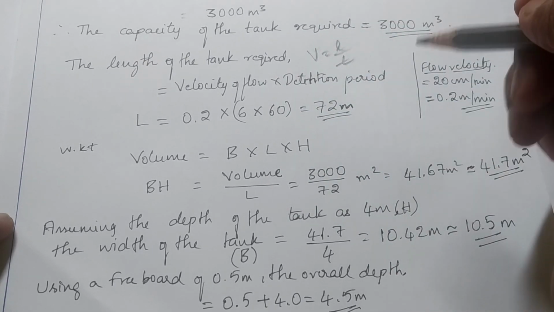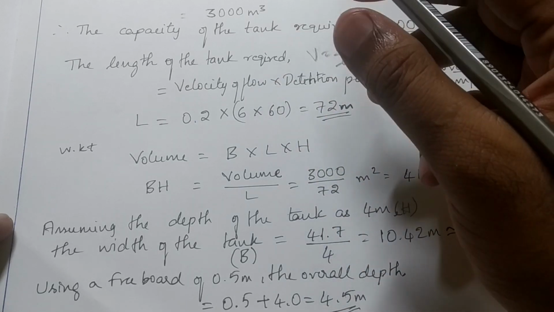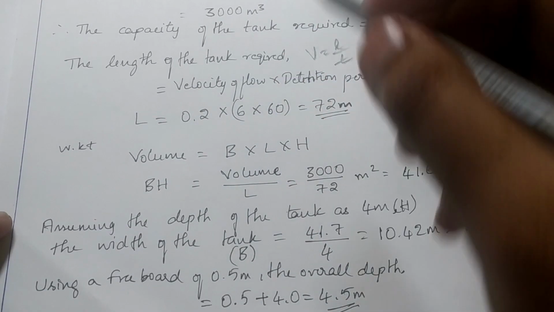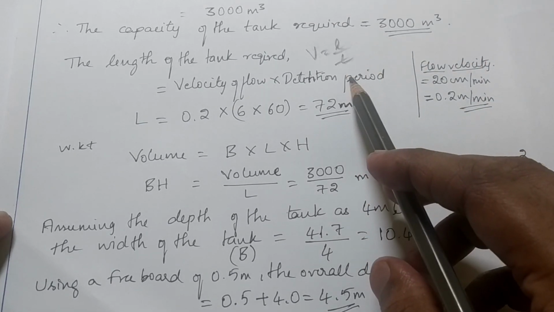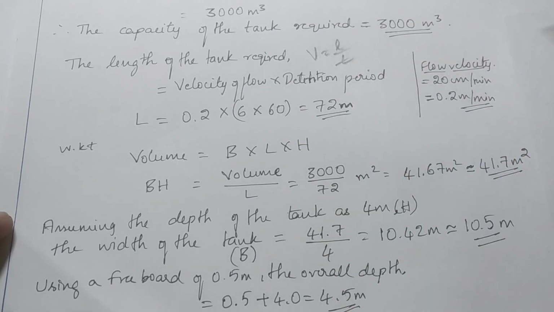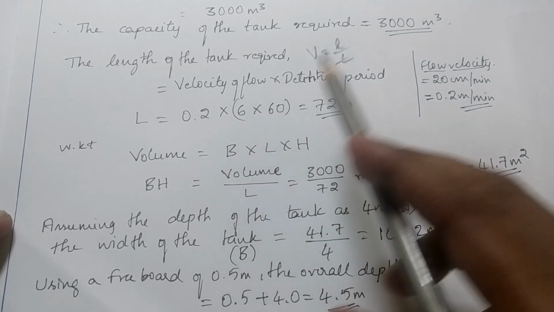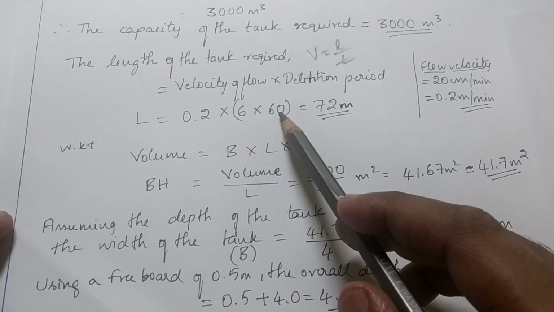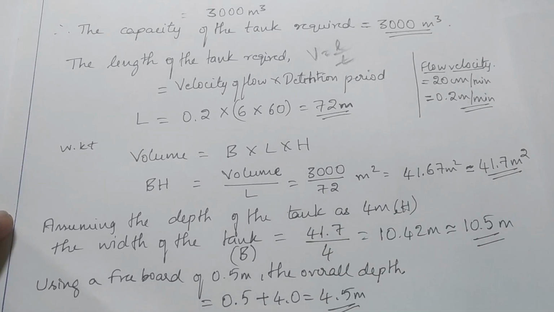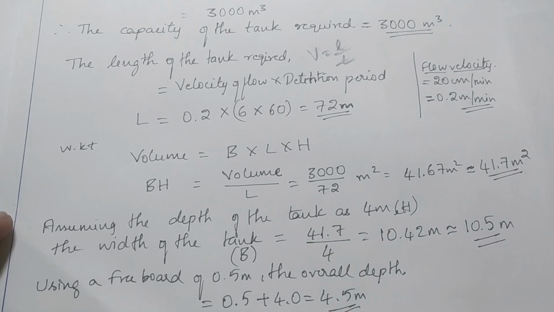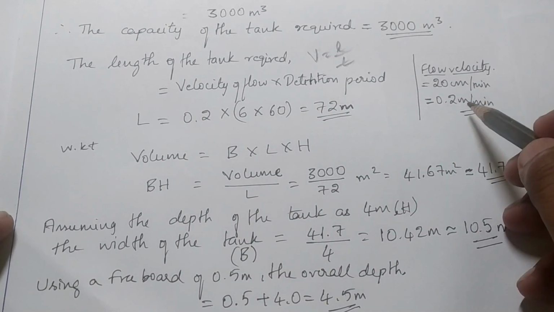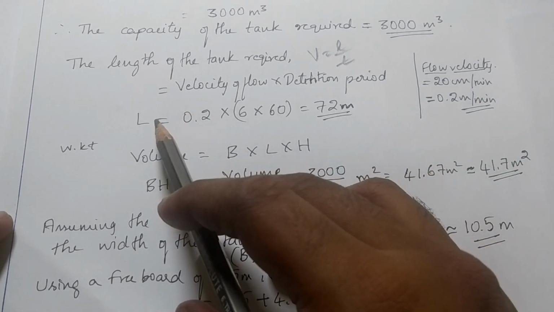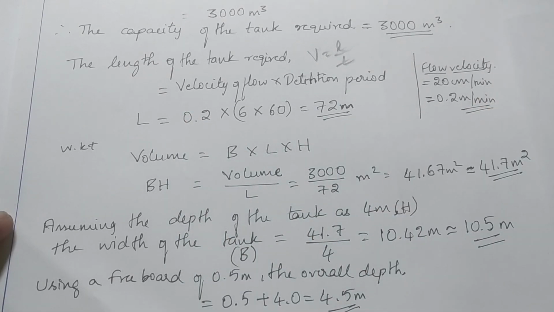So in order to get the length of the tank, we can substitute the velocity and the detention period. Velocity is given in centimeter per minute, converted into meter per minute, and the detention period is expressed in hours, converted into minutes. To convert hours into minutes, you need to multiply by 60. 6 into 60 is given in minutes. The flow velocity, converted into meter per minute, is 0.2 meter per minute. So totally L will be 72 meters.